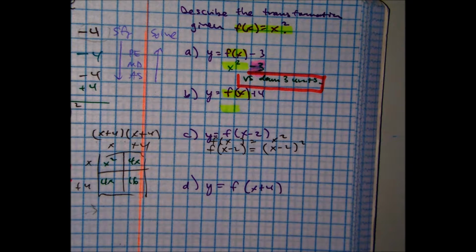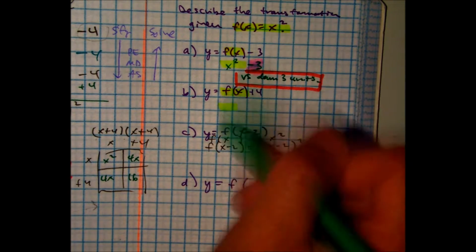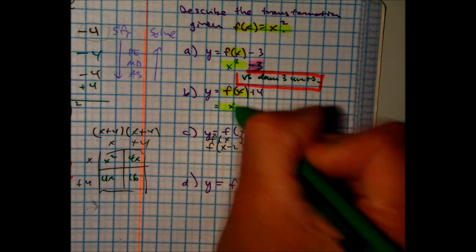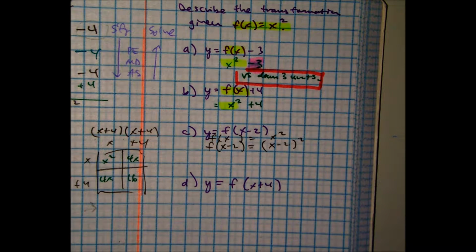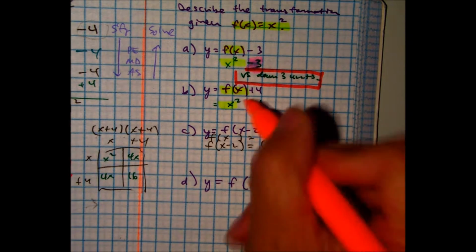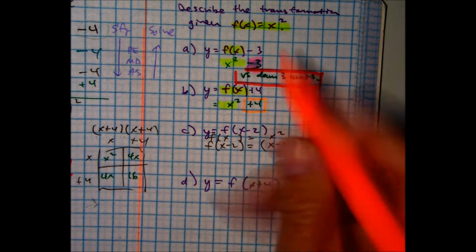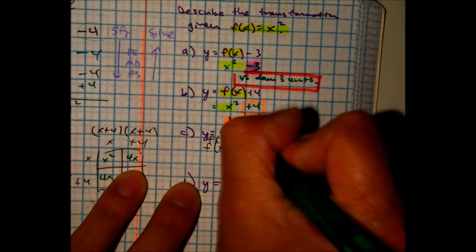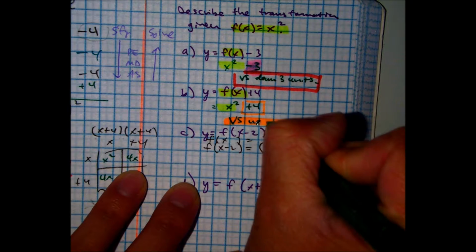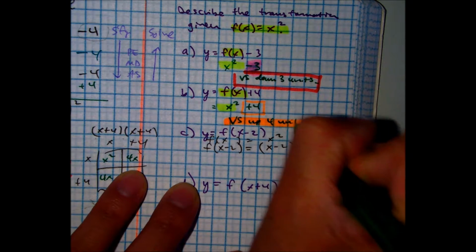Question B, same thing. I have f of x. I can put that parent function in there. So I have x squared plus 4. That plus 4 tells us, what does it tell us? Vertical shift up. So it's going up 4 units.